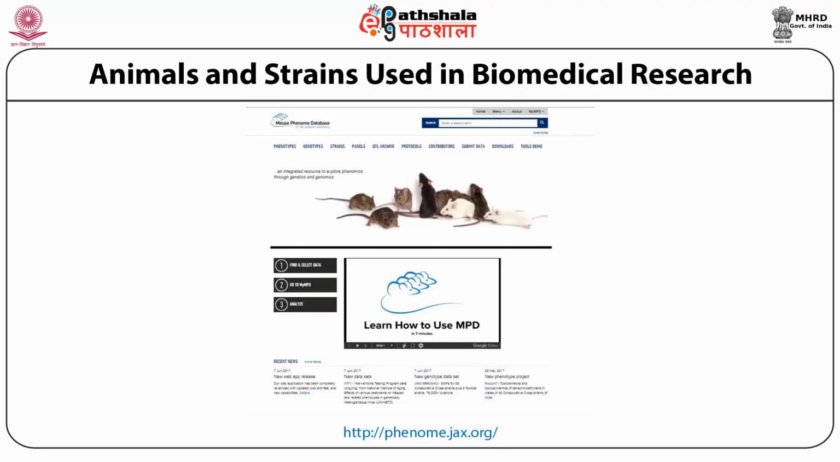For example, if you want to study disease onset in a disease like diabetes, you just click on the strains and see which mouse models are available for the study of diabetes. This can clearly demonstrate it. It's a good website to show the details of the mouse strains.